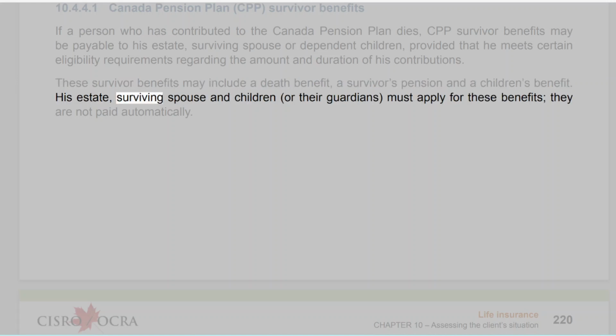His estate, surviving spouse and children, or their guardians, must apply for these benefits. They are not paid automatically.